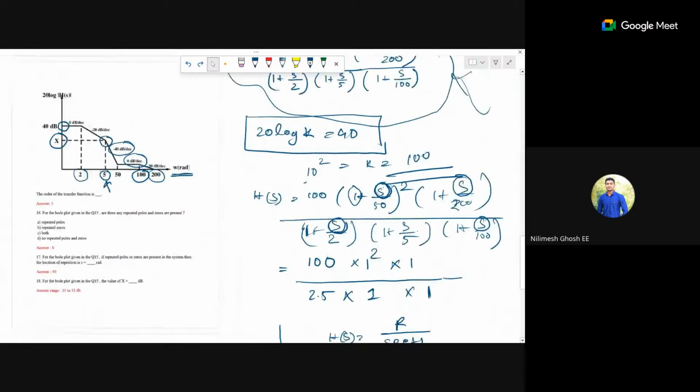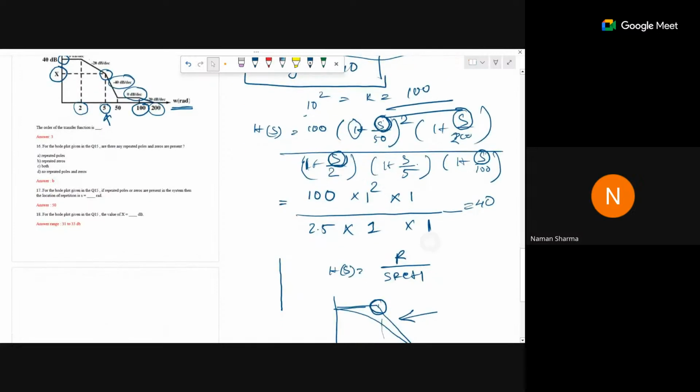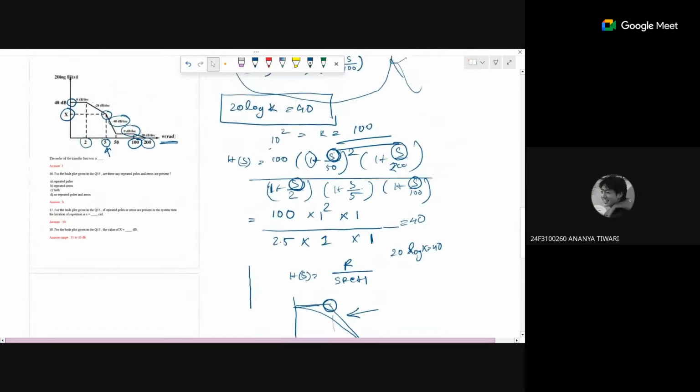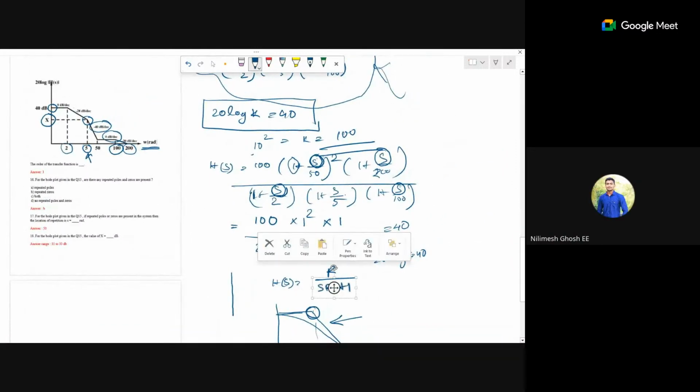Now this will be 40, right? Yeah, 40. So 20 log x is 40. So x equal to 40. So this is directly x, right? This is already considered. Why am I taking this? I don't have to consider this 40 again. This will already give you the value. Am I doing something wrong here?